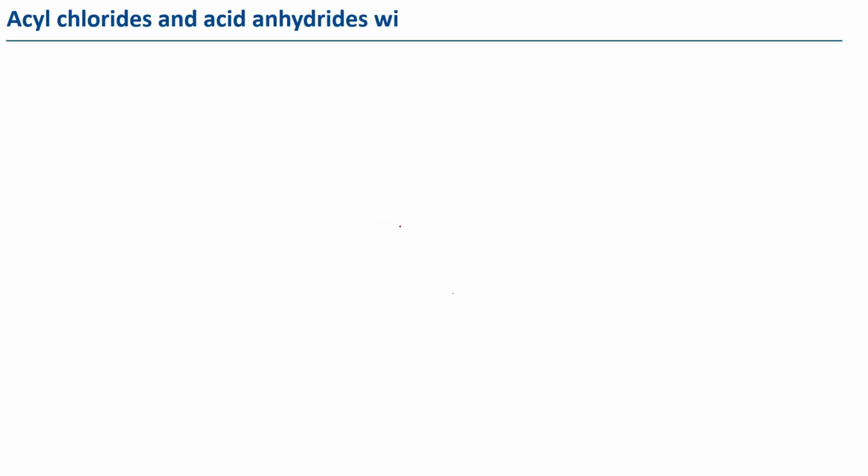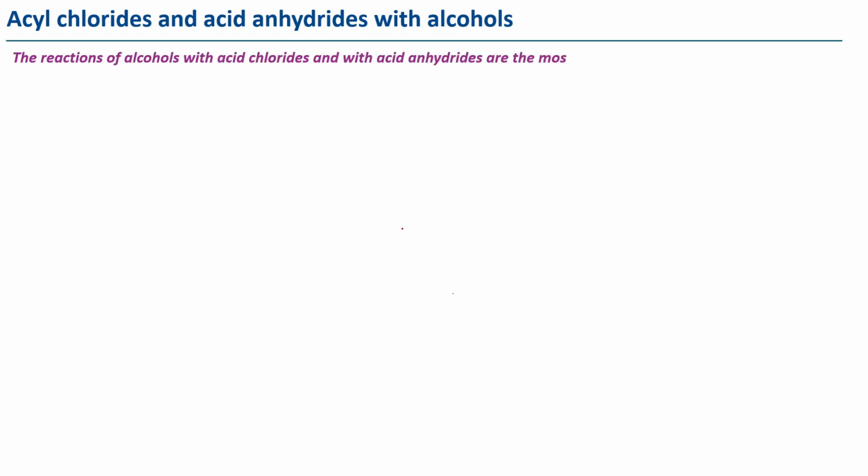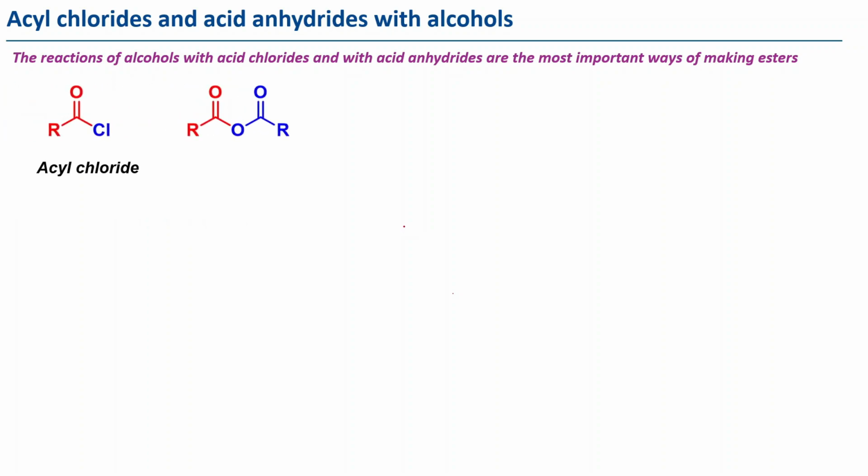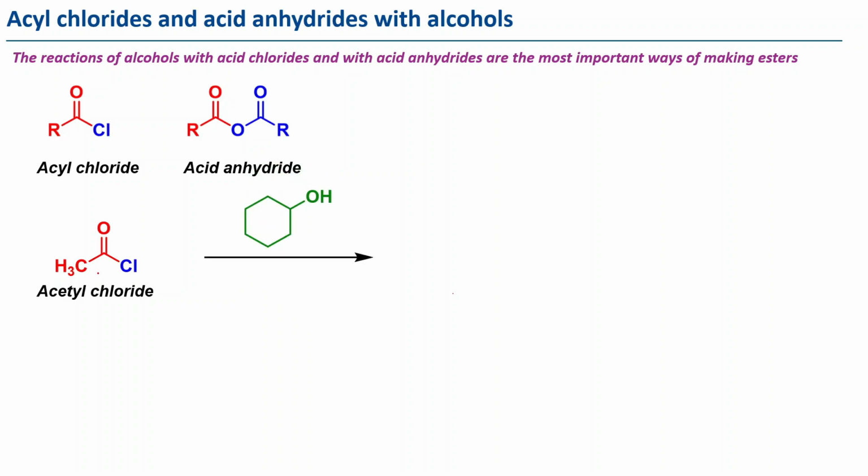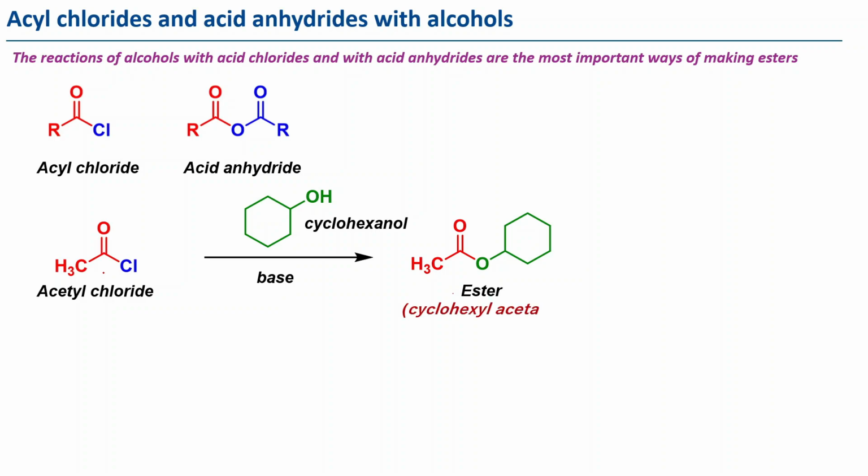Now we can have a look into the reactivity of these carbonyl compounds. The reactions of alcohols with acid chlorides and with acid anhydrides are the most important ways of making esters. I have taken here an acyl chloride and an acid anhydride. First, we will look into the acyl chloride. Here I am taking an acetyl chloride having the CH3 group. If I treat this acetyl chloride with an alcohol, that is cyclohexanol, in presence of a base, you will get an ester. We call it cyclohexyl acetate.